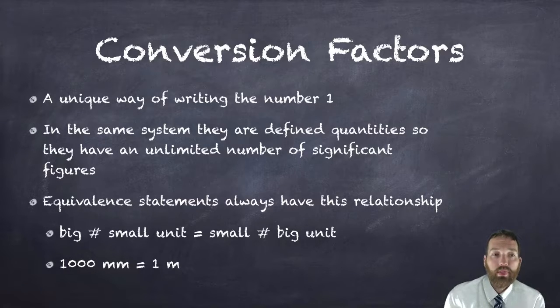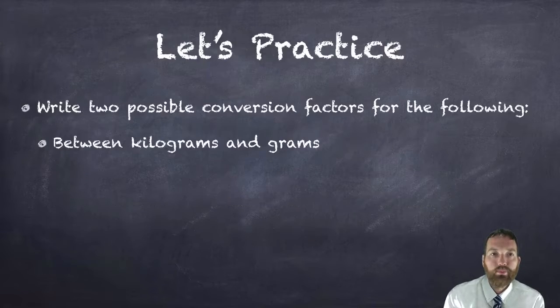For example, 1,000 is a big number, and millimeters is a small unit, compared to 1, which is a smaller number than 1,000, and meter, which is bigger. So it doesn't necessarily mean it's going to be right, but it has more of a chance of being right if this is correct. If you reversed it, like if you said 1 millimeter equals 1,000 meters, then your big number small unit won't equal your small number big unit. You'll have it reversed. So always try to remember that. Big number small unit equals small number big unit.